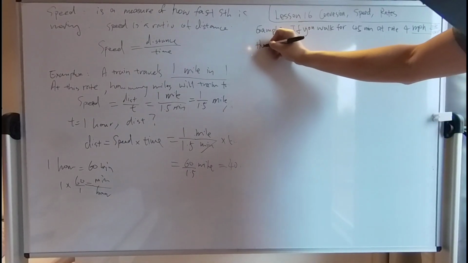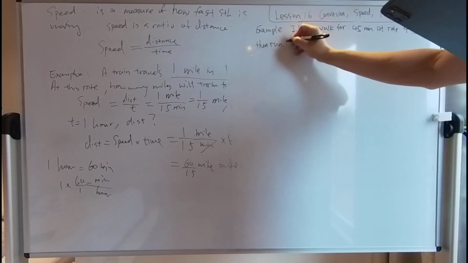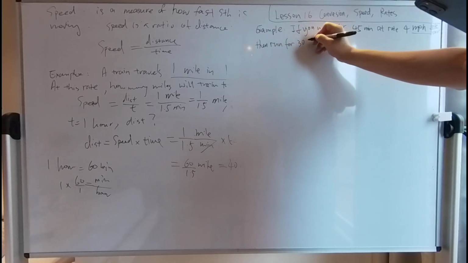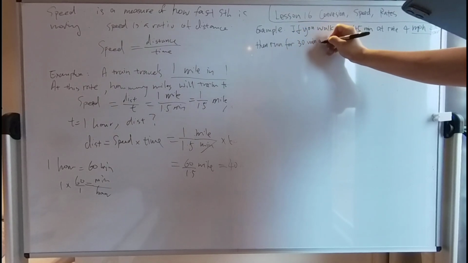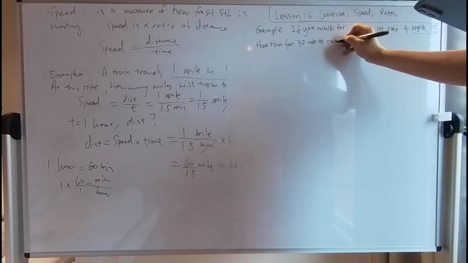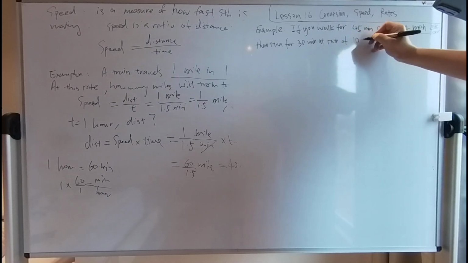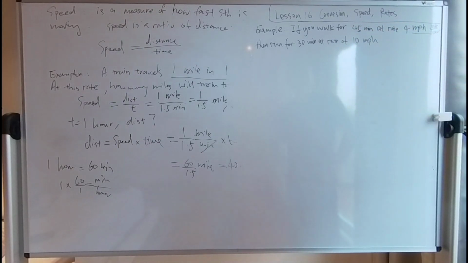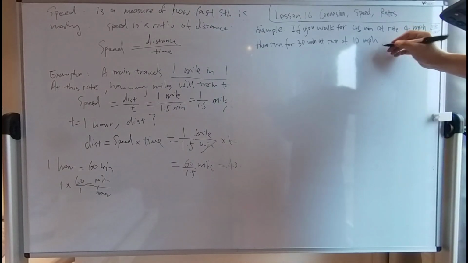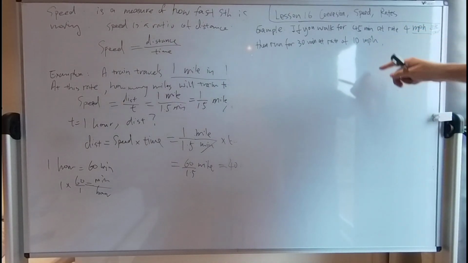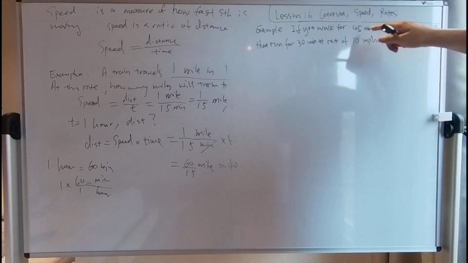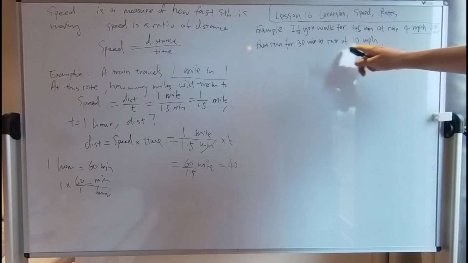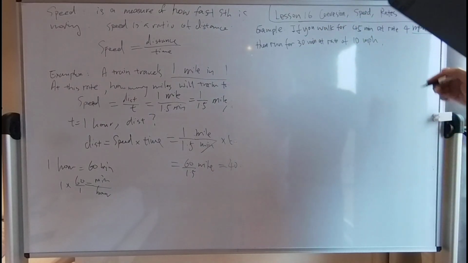Then I run for 30 minutes at a rate of 10 miles per hour, right? Because I'm running faster than I walk. So I have two different speeds. One is when I'm walking for 45 minutes. The second speed is when I'm running for 30 minutes.